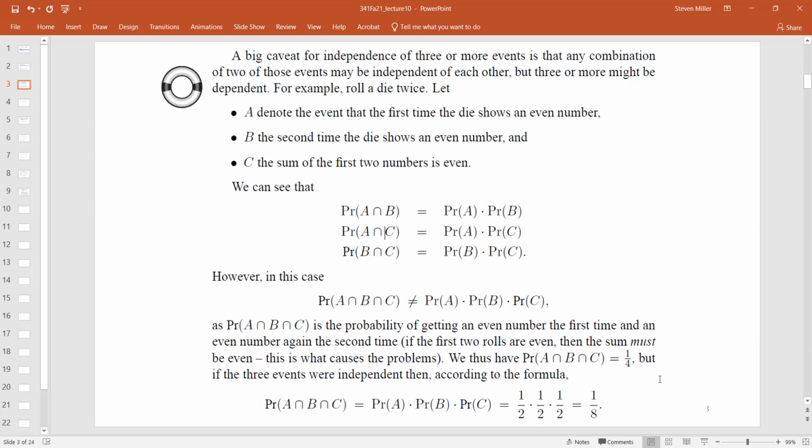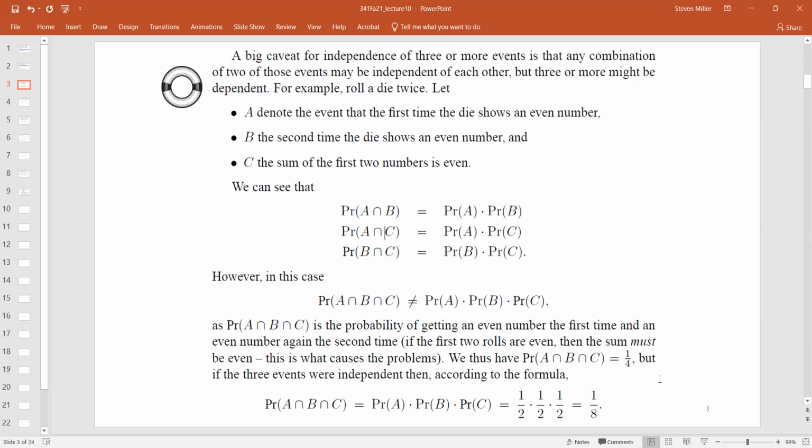So the informal definition of independence is that knowing one event happens gives you no information about the other event. So the probability of A given B should be the same as the probability of A. The probability of B given A should be the same as the probability of B.